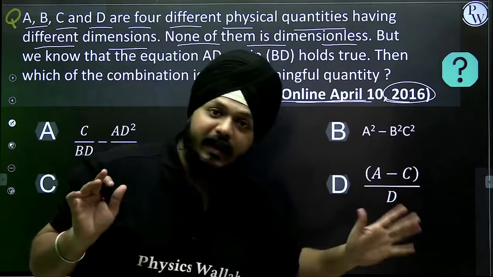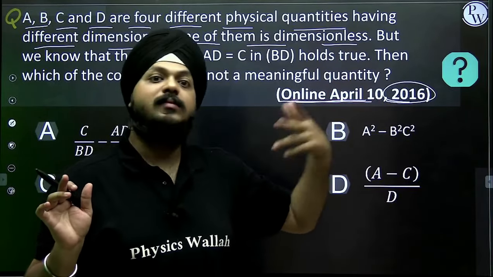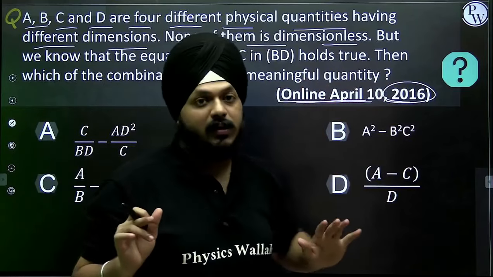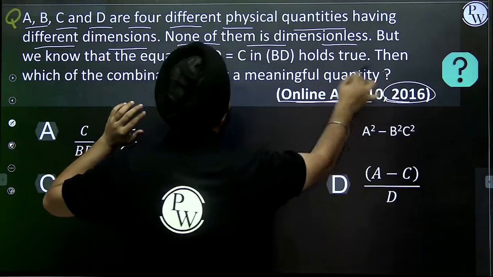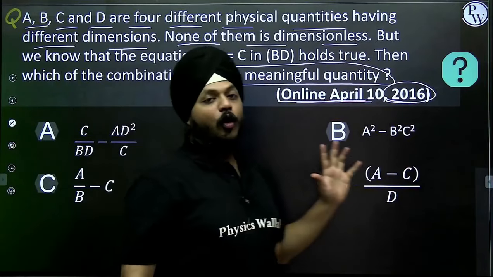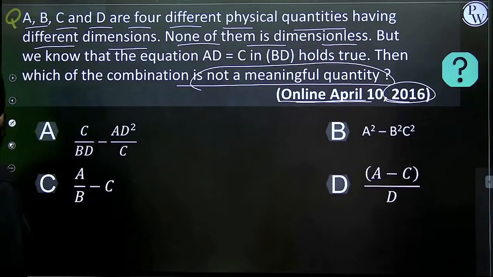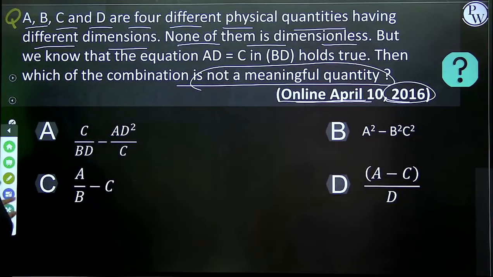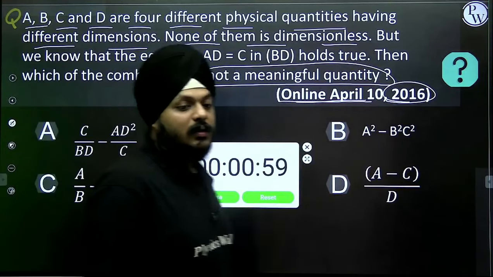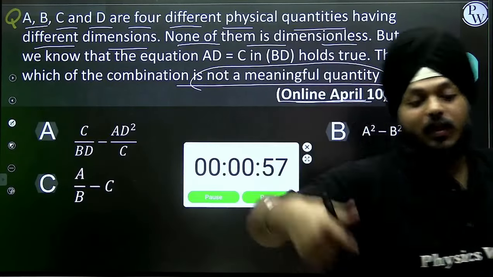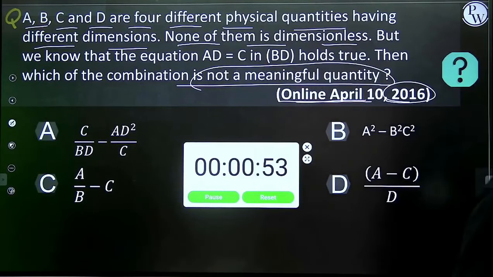It means all of them have dimensions, which is compulsory, and they are not equal to each other. They have different dimensions. So which of the combinations is a meaningful quantity? Among the four options, which is a meaningful quantity? Let's give you all a minute to solve this question. Solve this with me only, right? That will increase the speed, accuracy and command over the subject. Come on.